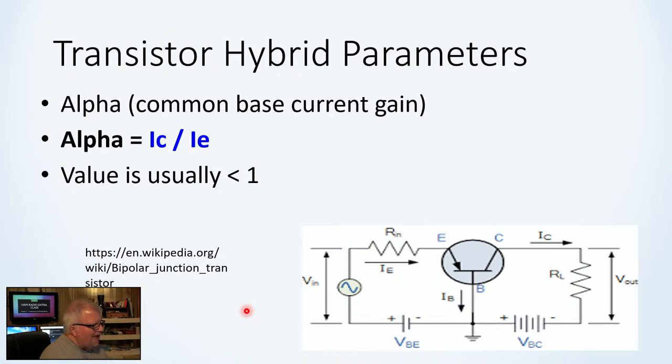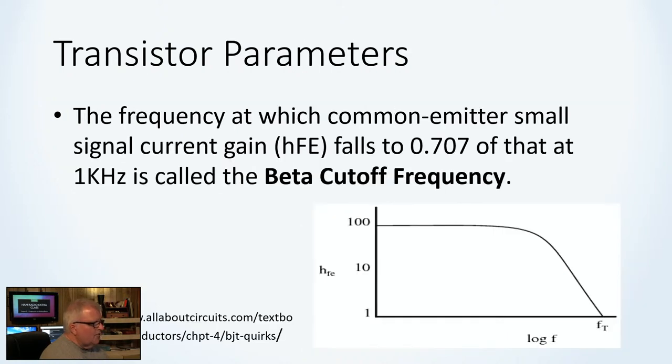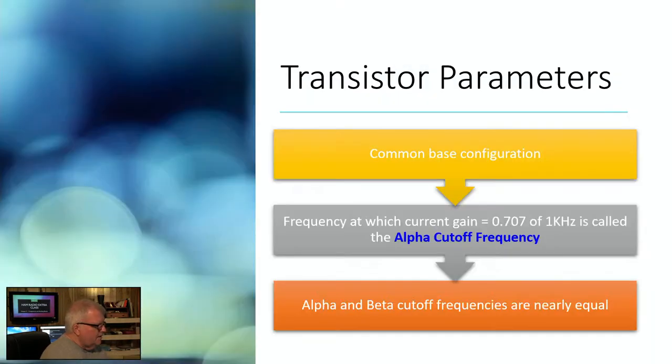But it's useful to know the characteristics of the transistor. So you can, for example, match transistors to make sure that their beta or their alpha, depending on the circuit configuration, is the same. Will the transistor work in that circuit? That'll be determined by these characteristics. Another characteristic that will determine whether the transistor will work is its cutoff frequency. What frequency can it operate at before the gain drops 3 dB, or voltage 0.707? So that's the beta cutoff frequency in a common emitter configuration. In the common base, they have the alpha cutoff frequency. Alpha and beta cutoff frequencies are generally nearly equal, that's a characteristic of the transistor.